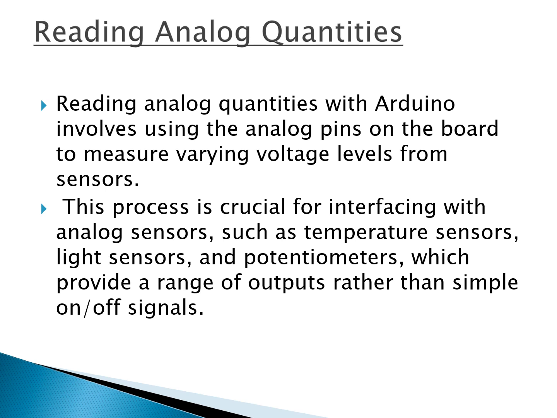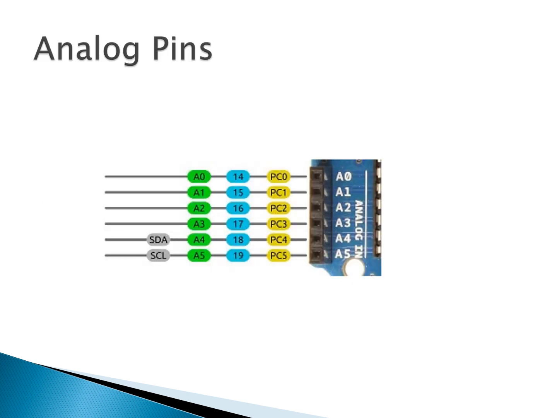Reading analog quantities. Reading analog quantities with Arduino involves using the analog pins on the board to measure varying voltage levels from sensors. This process is crucial for interfacing with analog sensors such as temperature sensors, light sensors and potentiometers, which provide a range of outputs rather than a simple on-off signal. These are the analog pins A0 to A5.